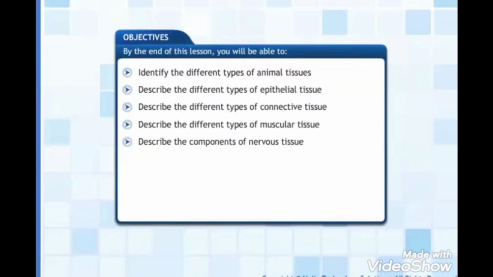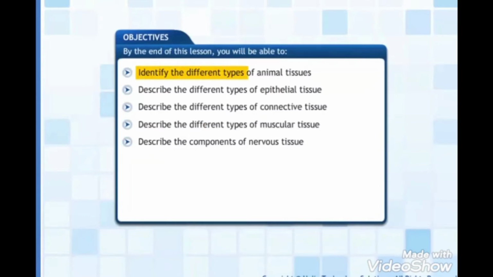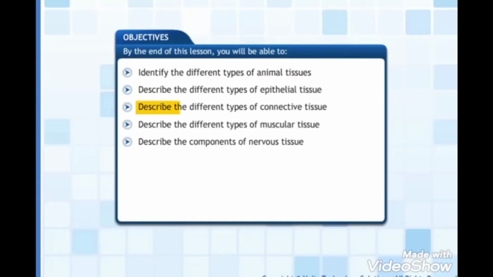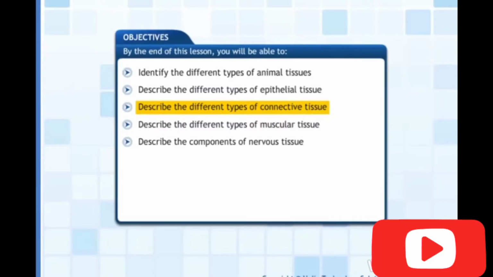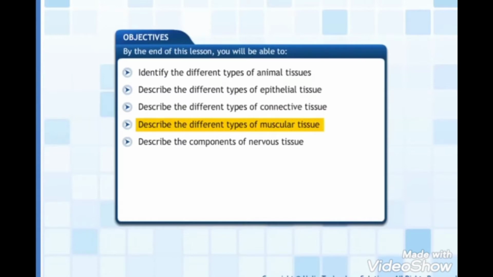By the end of this lesson, you will be able to identify different types of animal tissues. Describe the different types of epithelial tissue. Describe the different types of connective tissue. Describe the different types of muscular tissue. Describe the components of nervous tissue.